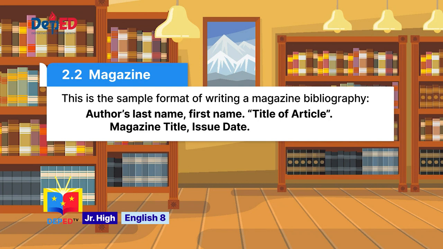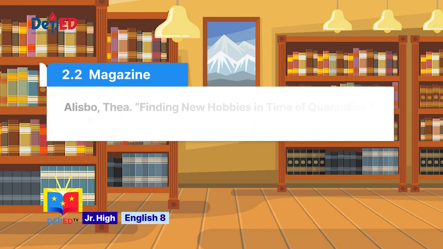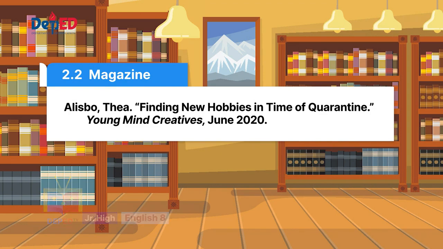Write the author's last name, comma, and then the first name, period, open quotation mark, title of the article, close quotation mark, period, magazine title, comma, issue date, period. Here's an example of a magazine bibliography.